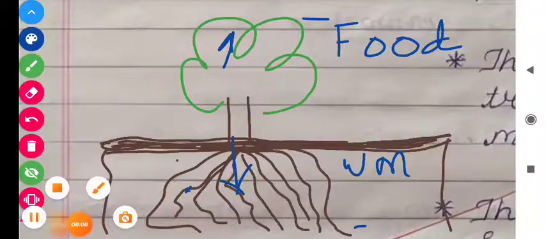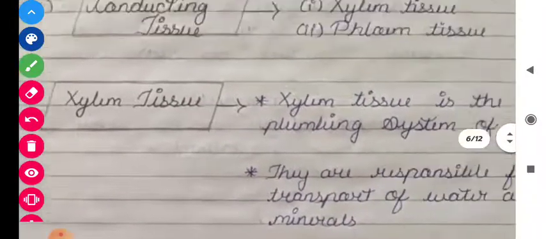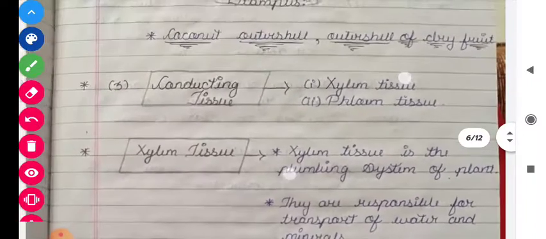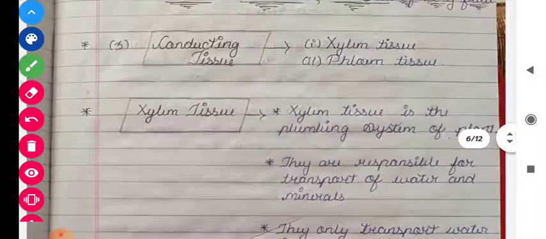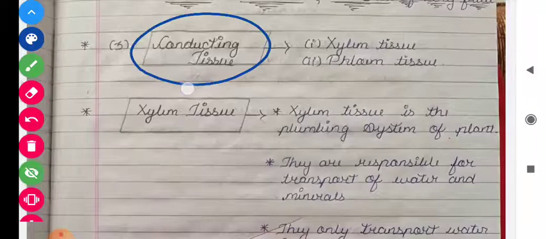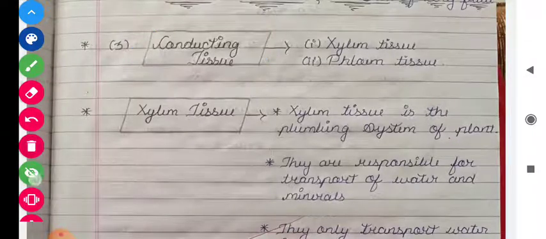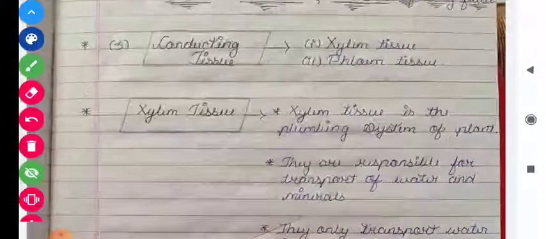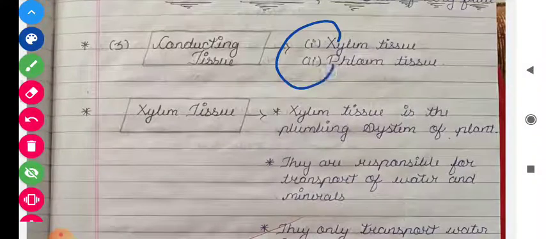Okay, students, so now let us try to understand the various kinds of conducting tissue. Students, now you are able to understand what is the need of conducting tissue, why conduction is necessary inside the plants. For that purpose, there are two types of tissues, xylem and phloem. Xylem tissue and the phloem tissue. Among these two, we will try to understand xylem tissue first.